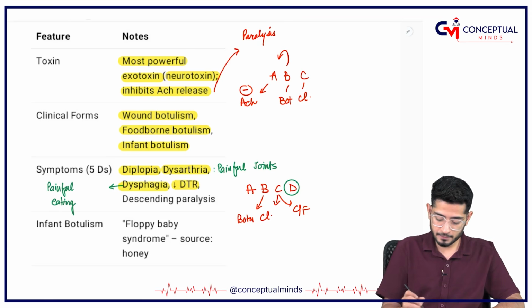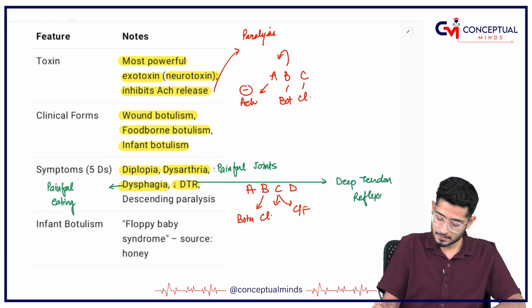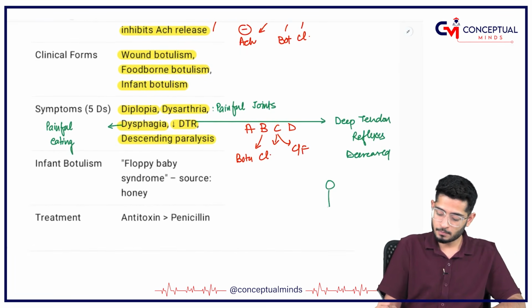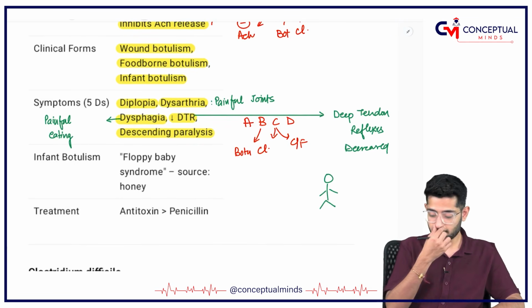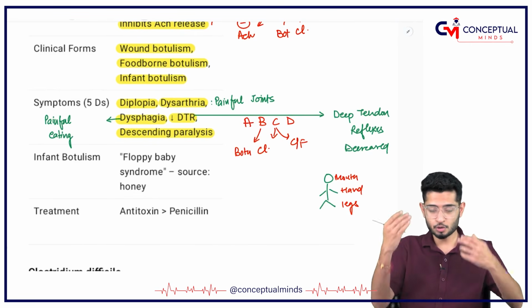Decreased deep tendon reflexes. You must have read in physiology what deep tendon reflexes are. The deep tendon reflexes are decreased. And there is descending paralysis. Descending paralysis means if I go from mouth to foot, first your mouth will have paralysis, then hand muscles, then leg muscles.